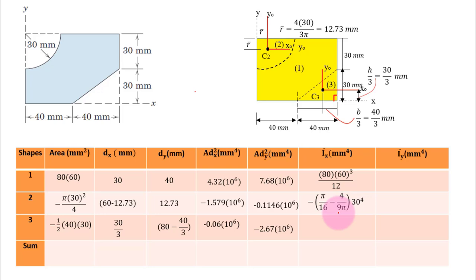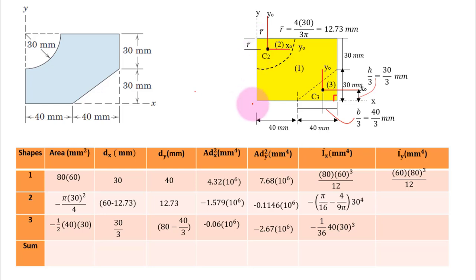The radius is 30. Therefore this is simply the formula from the textbook, bh cubed over 12. Then we substitute the values, so this is the moment of inertia of shape 2. Moment of inertia for shape 3, which is a triangle, equals minus 1 over 36 times bh cubed. Here h is the dimension along y, because it is about the x axis. We put a negative sign because we have already considered the full moment of inertia for the rectangle, so we subtract.